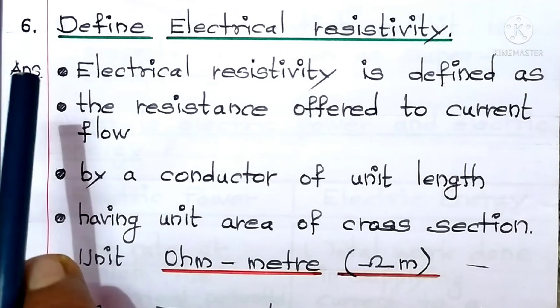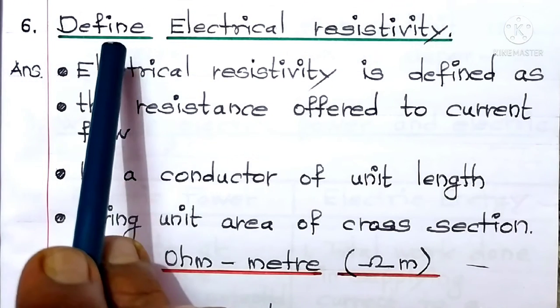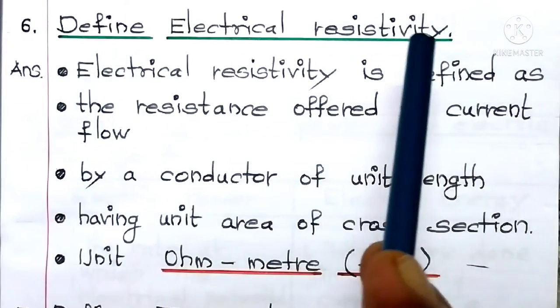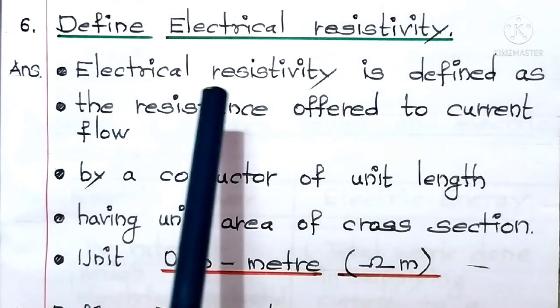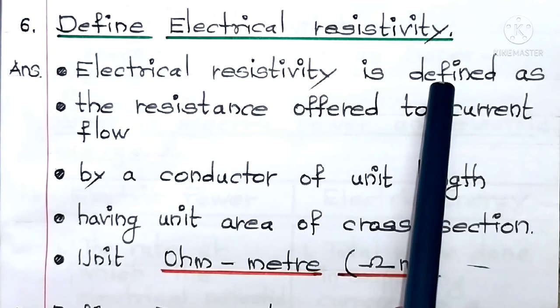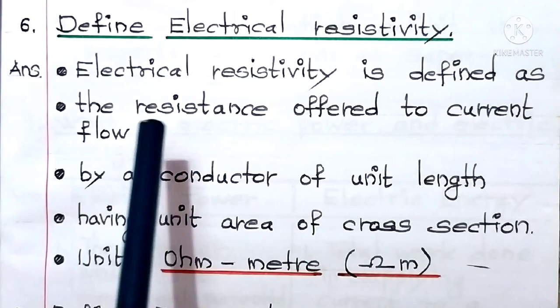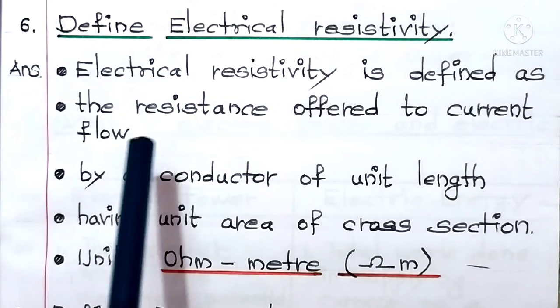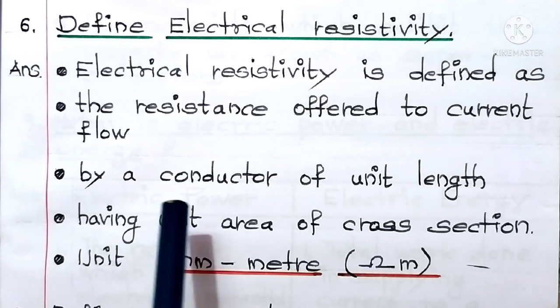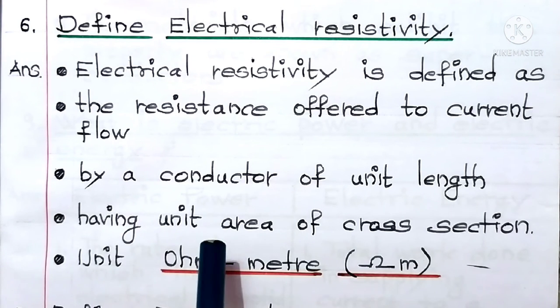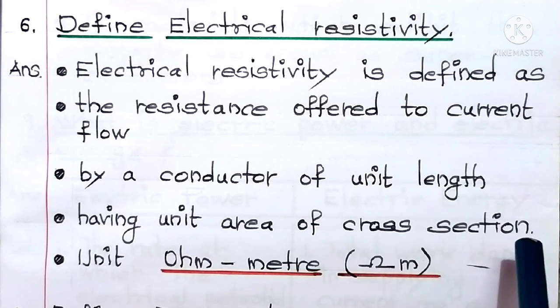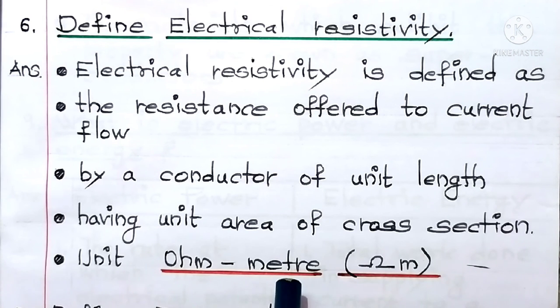Question number 6. Define electrical resistivity. Answer: electrical resistivity is defined as the resistance offered to current flow by a conductor of unit length having unit area of cross section. Unit: ohm meter.